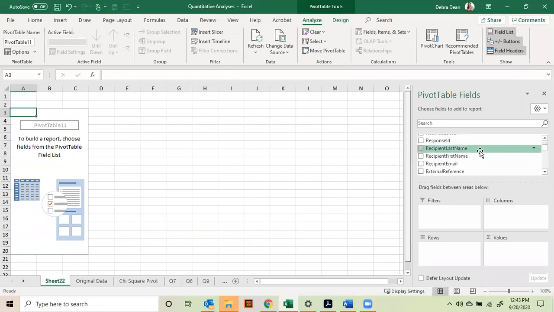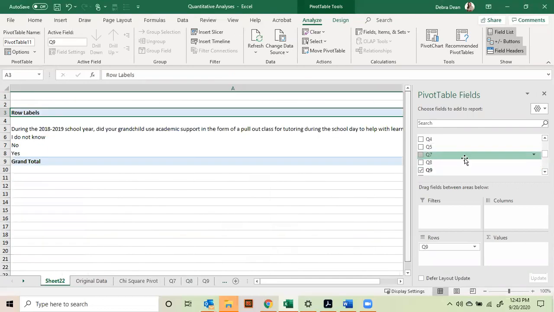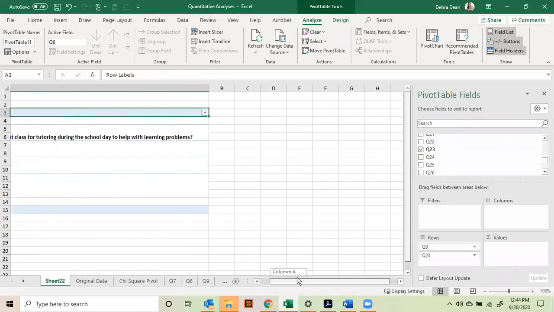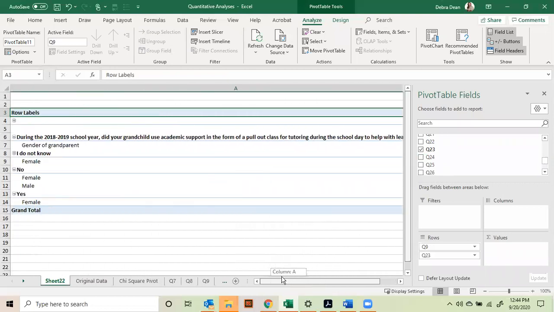Now what we want to do is look at question 9, which is one of our questions about support at school, and we want to look at question 23, which is the question about male or female for the grandparents. Now, if we just did this, it's only going to list that we have a question and we have males and females. It doesn't tell us how many males and females. So I want to take question 23 and drag it down here to the values.